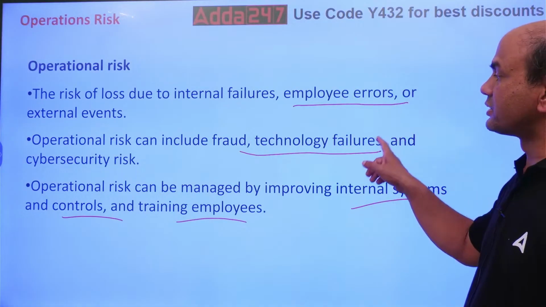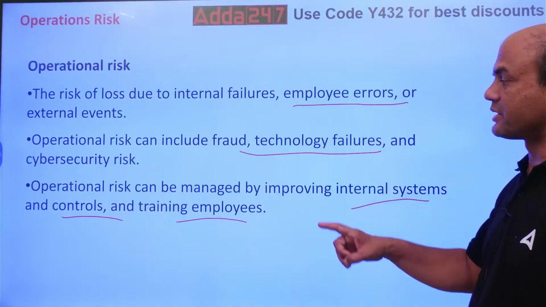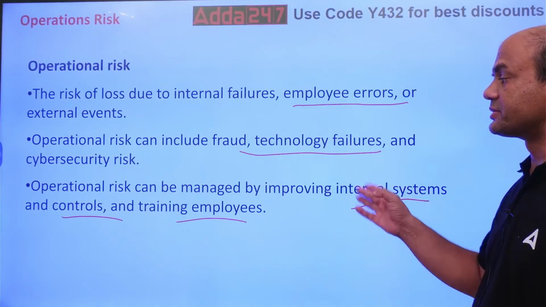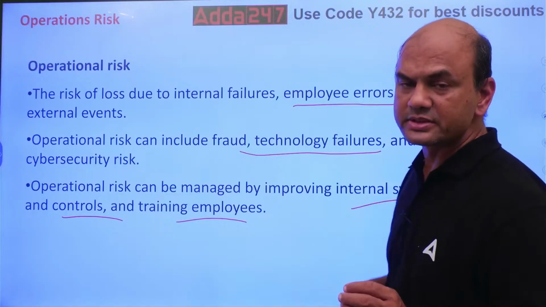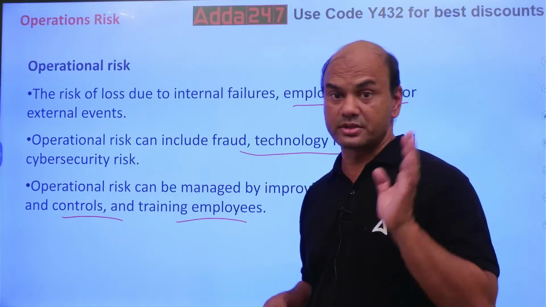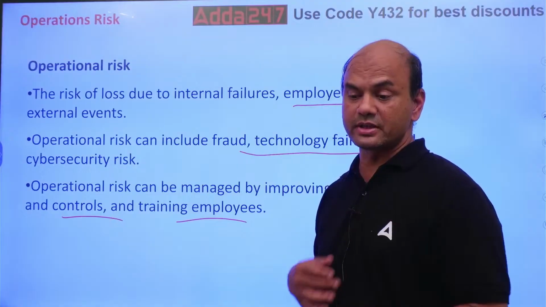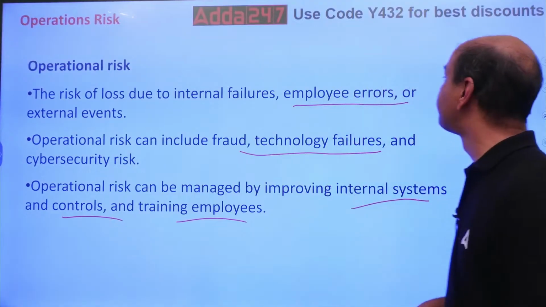So employee errors, fraud, technology failure, cyber security, then internal systems, controls, training employees, everything. By any which ways, your branch will be closed or you can't service the customers. Okay. Next.